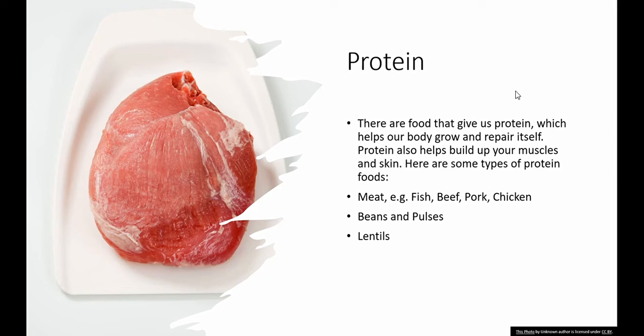So yes, protein. There are foods that give us protein, which helps our body grow and repair itself. Protein also helps build up your muscles and skin. Here are some types of protein foods. Anyways, there's meat. Meat gives you protein: fish, beef, pork, chicken, they all do that. Beans, pulses, like basically beans, and lentils, they all give you protein. There could be different variations and everything, but those are the main ones.